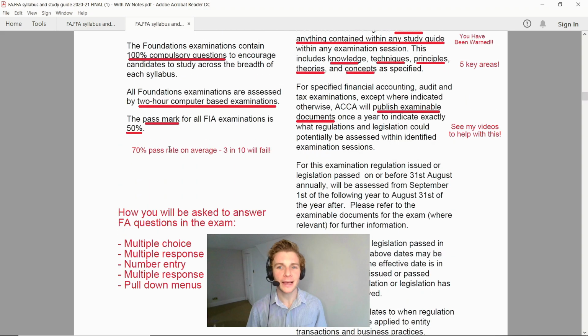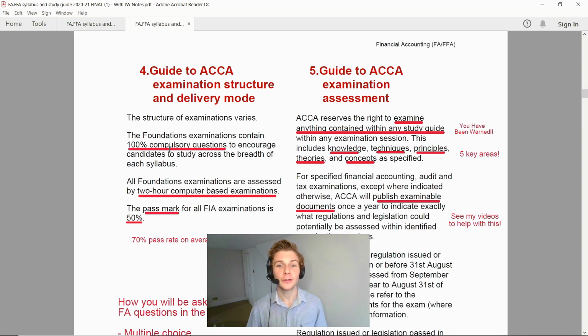But let me scroll it back up for you so we can actually have a look at the guide to ACCA, the examination assessment. And again, I've got the keywords underlined on there, so feel free to jot it down on the sheet that you've got in front of you. So the first fundamental thing the external examiner and ACCA are highlighting for you, and I've even put, you have been warned, is that ACCA reserves the right to examine anything contained within the study guide.